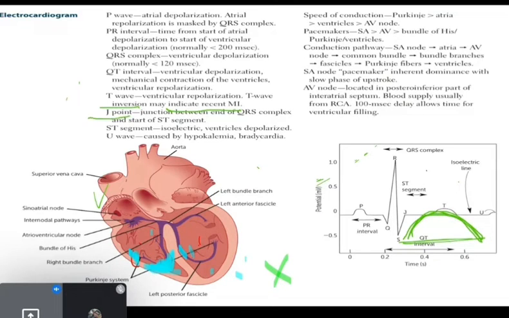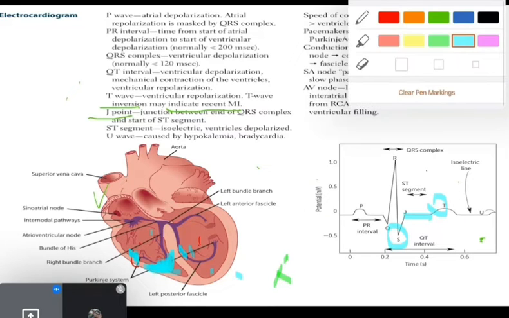Now, the J point is the junction, J from junction, okay? So J is the junction between the end of the QRS complex and the start of the ST segment. The ST segment is this one here, from the end of S, this is S, and this is T. The ST segment is the segment between these two, which is here.